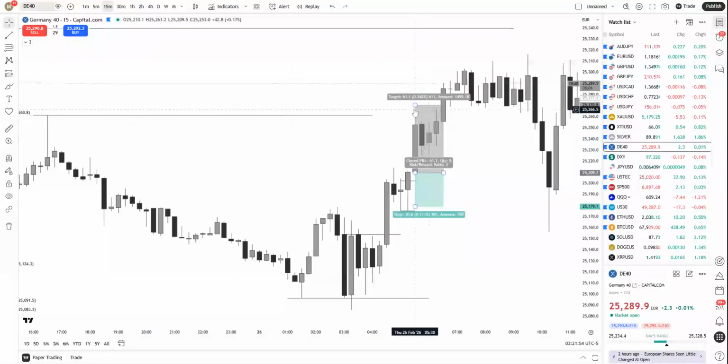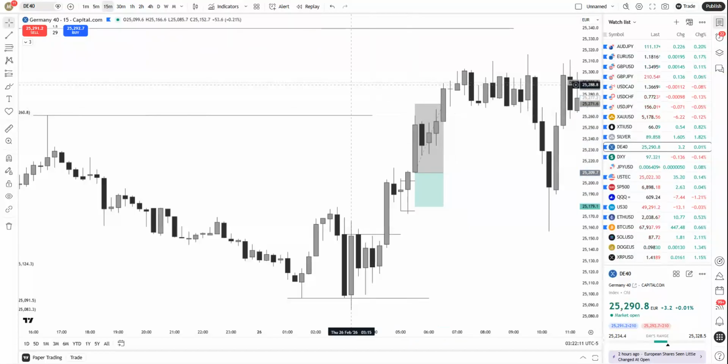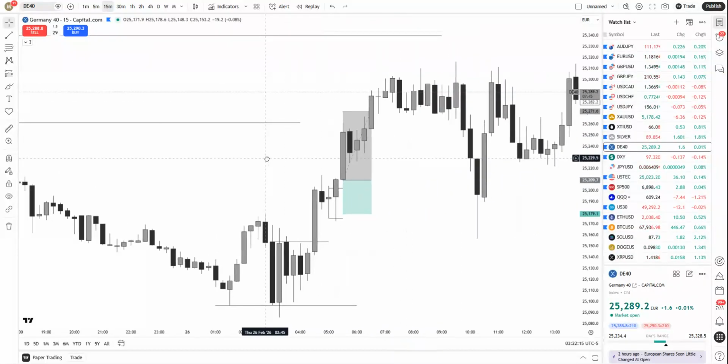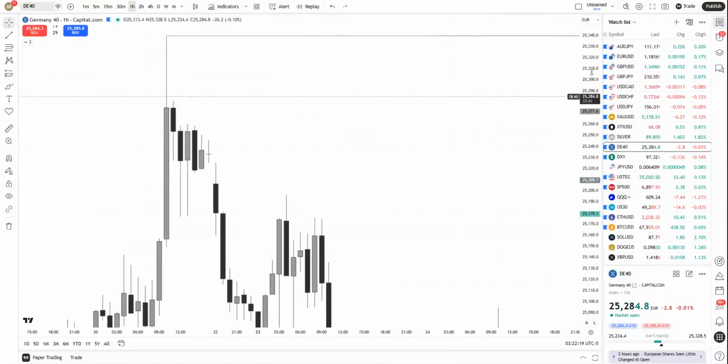In the end, I think I did have it at that. It looks like it might have tapped that, but in reality you wouldn't have been taken out. I like to aim for a 1 to 2, and I'll let it ride. And that is honestly the breakdown of the whole thing.